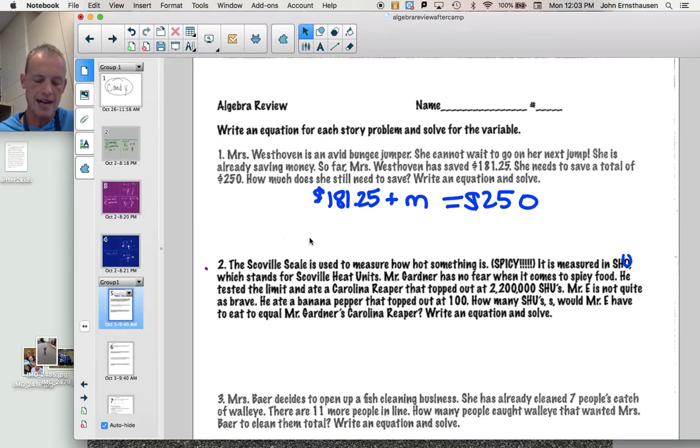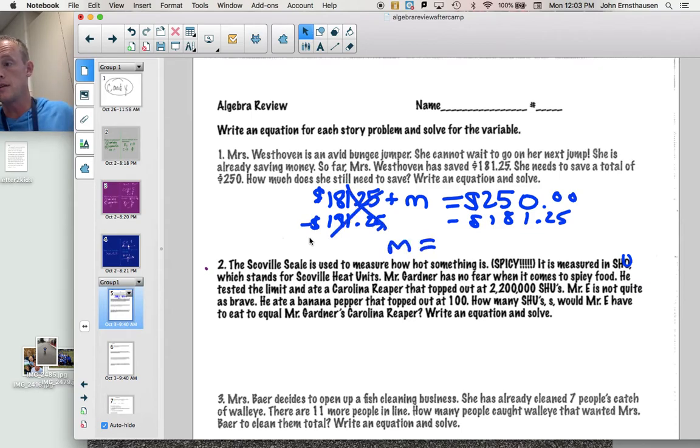So instead of adding $181.25, I would subtract it on both sides to get my variable alone so that I can get my answer. And when I do this, Mrs. Westhoven would still need $68.75.